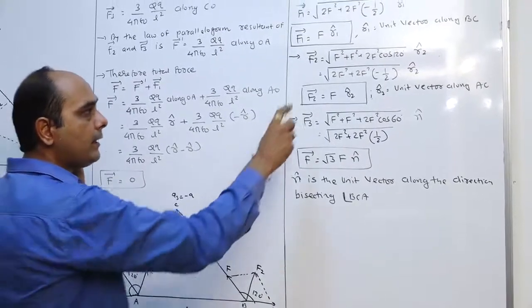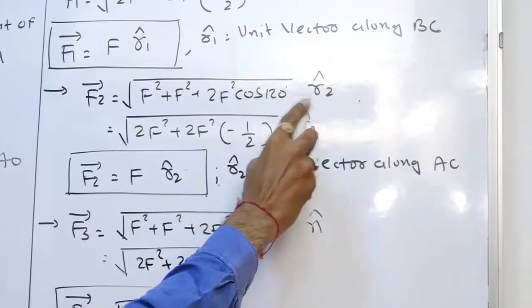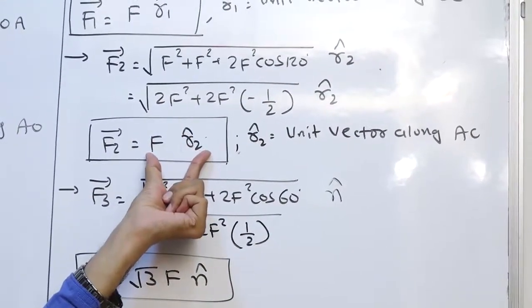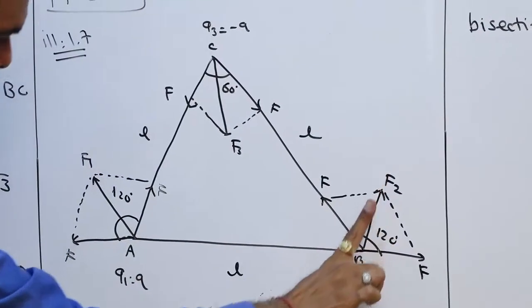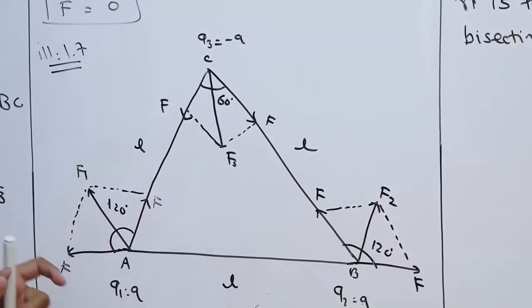So we can say under root of F square plus 2F square cos 120 r2 cap. Again there will be the same answer. It is F2 r2 cap, where r2 cap is the unit vector along the AC direction.